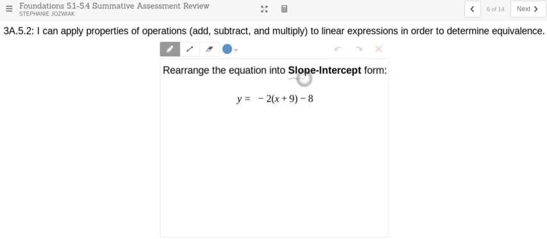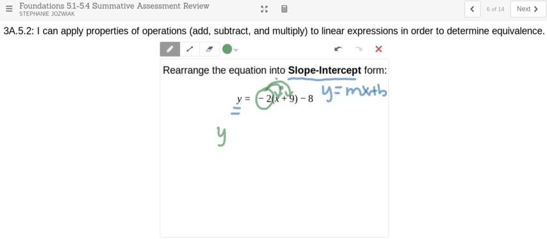Rearrange into slope-intercept form. So remember, slope-intercept form says y equals mx plus b. So we need the y to be by itself, and we need the right side to be fully simplified. And if we look, the y is already by itself, which is a good thing, but this is not simplified. So the first thing I'm going to do is take this -2, and to get rid of the parentheses, I'm going to distribute the -2 inside. And remember, distribute means we're going to multiply.